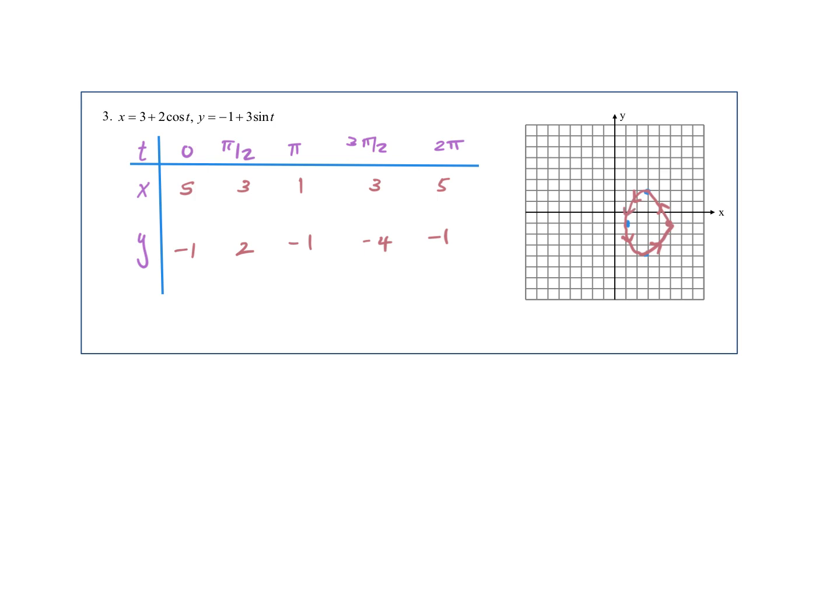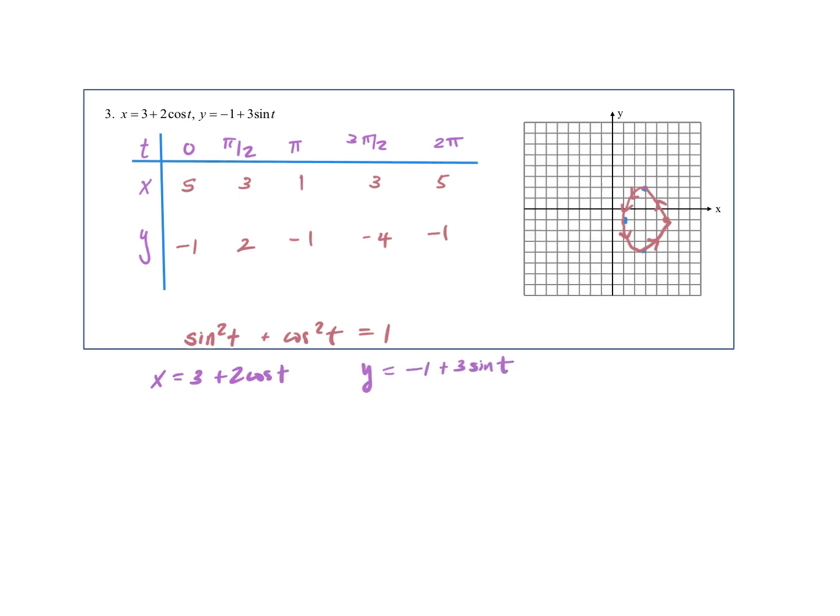All right, so let's eliminate the parameter. For this one, we have sine and cosine, so I'm going to use the identity. It's going to be sine squared of t plus cosine squared of t equals 1. Now, we know that x is equal to 3 plus 2 cosine of t, and then y is equal to -1 plus 3 sine of t.